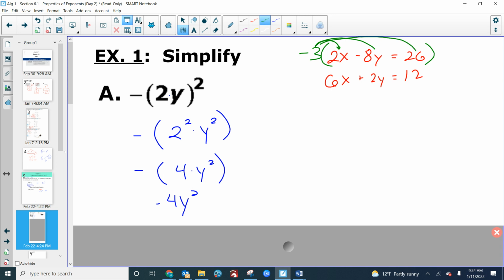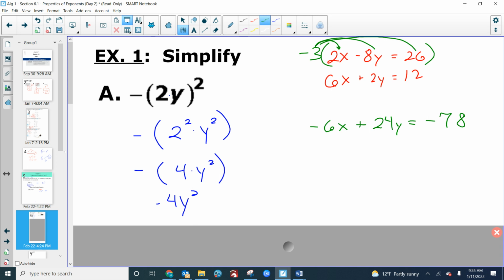What's -3 times 2x? -6x plus 24y equals -78. All right? Now, question. Why didn't you multiply -3 times 2 and then -3 times x? You didn't distribute it to both of those, did you? So why would you here? When do you distribute?